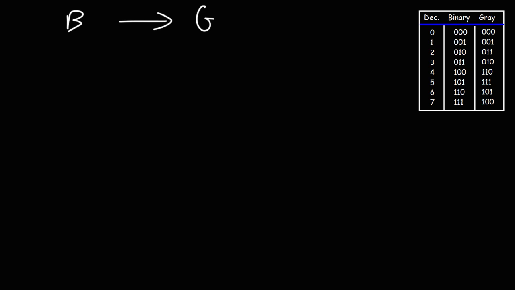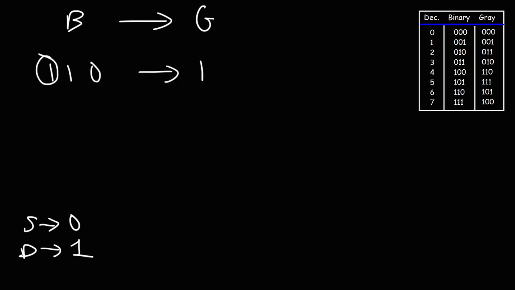Let's convert the binary code 1, 1, 0 into gray code. So let's just keep this here for reference. First we're going to write the MSB, the most significant bit, 1, and then we'll compare the first two numbers. 1 and 1, they're the same, so we're going to write 0. And then 1 and 0 are different, so we're going to put 1. So 1, 1, 0 corresponds to 1, 0, 1.